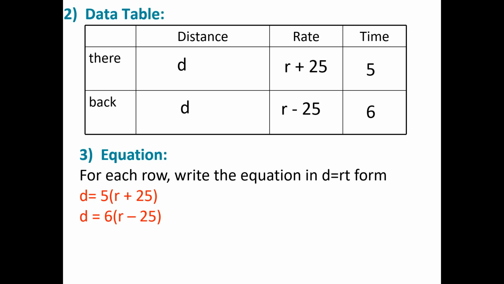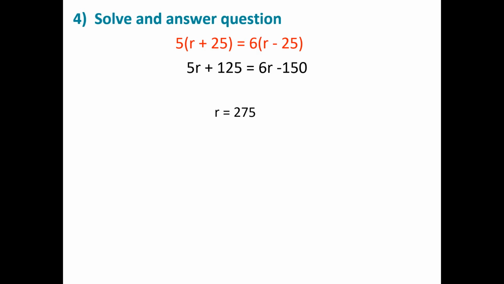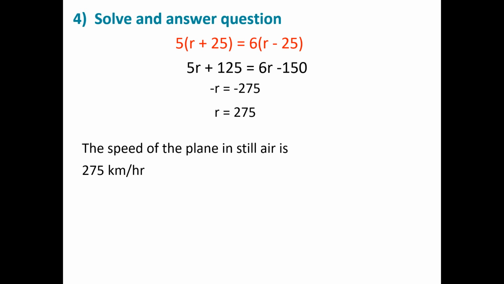So I've got two equations, two unknowns, and it's an equal values method. I'm going to make them equal to each other and distribute across. So 5r plus 125 equals 6r minus 150. I subtract off the 5r from both sides and add the 150 to both sides. And I find that the rate is 275 kilometers per hour for the plane in still air.